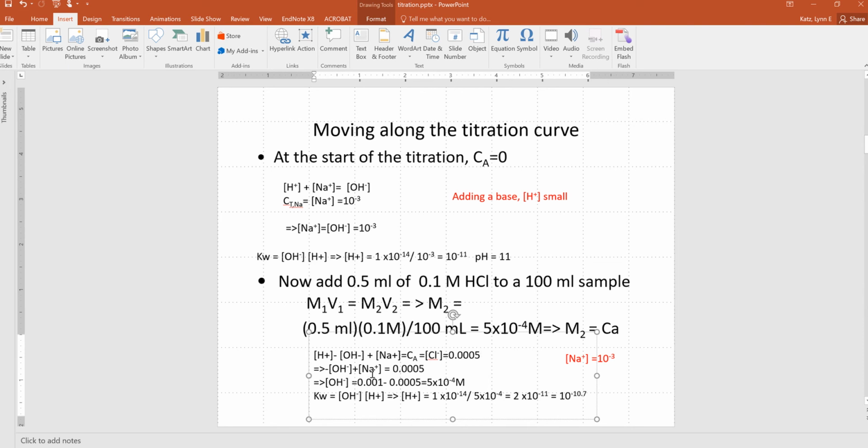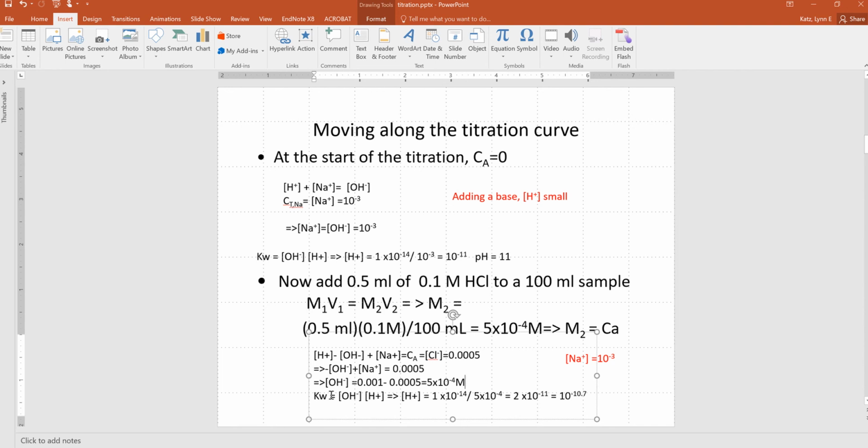Did I say OH-? I meant to say the concentration of H+ is small because I haven't added that much acid. So I have the concentration of OH-, the negative of that, plus Na+ is equal to the amount of acid that I've added, or Cl-. Rearranging, since I know the sodium concentration, I can solve for OH-. So I get OH- is equal to the sodium concentration of 0.001 minus 0.0005, or my acid concentration, and that also equals 5 times 10 to the minus 4. So I now have the hydroxide ion concentration.